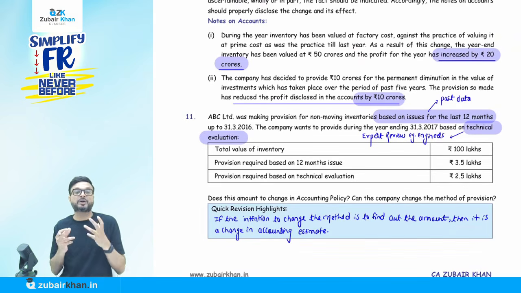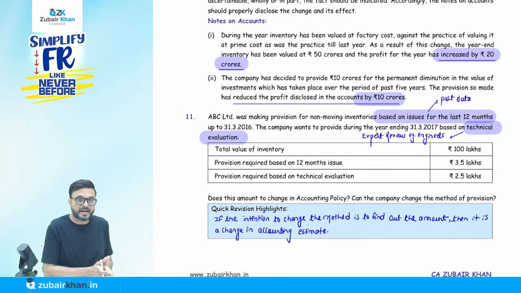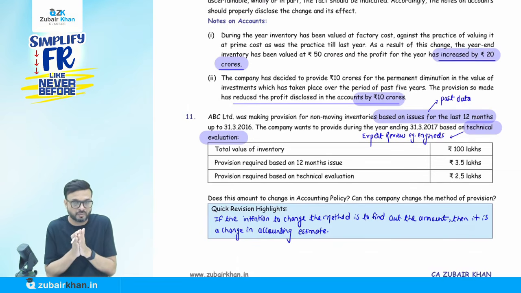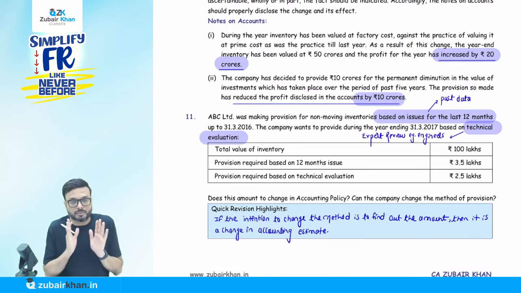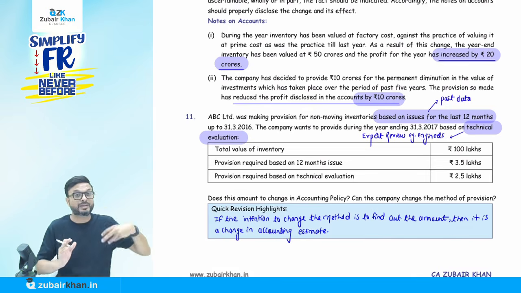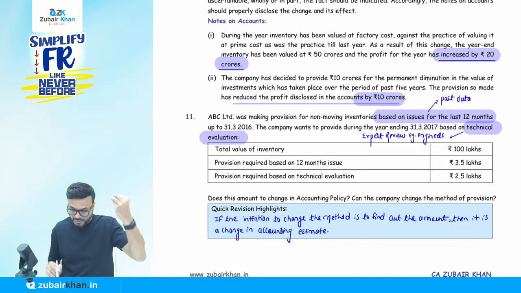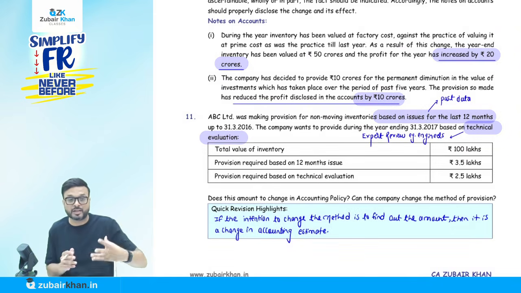Now they want to take the expert advice. What we were doing in the past, I was making a provision on inventory on the slow moving item on the basis of their previous 12 month performance. Now in this current year, I don't want to make a provision on the basis of previous 12 month performance. I will take the expert advice, the technical evaluation, like the expert review, for example, engineers. I will take the expert advice.